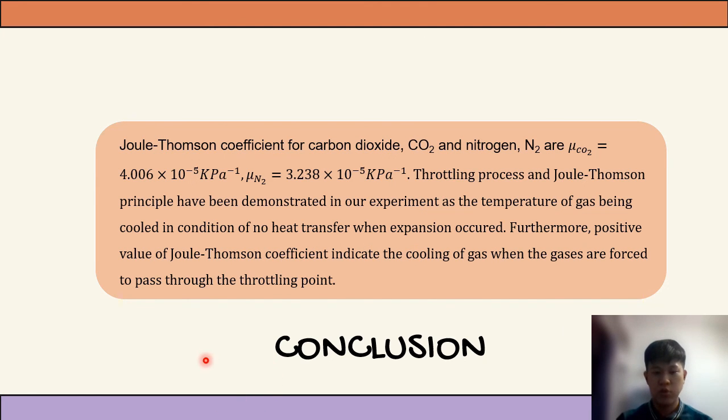In conclusion, the Joule-Thomson coefficient for carbon dioxide, CO2, is 4.006 times 10 to the power of negative 5 Kelvin over Pascal, and for nitrogen gas, N2, it is 3.238 times 10 to the power of negative 5 Kelvin over Pascal. Throttling process and Joule-Thomson principle have been demonstrated in our experiment as the temperature of the gas is cooled in the condition of no heat transfer when expansion occurs. Furthermore, a positive value of the Joule-Thomson coefficient indicates the cooling of gas when the gases are forced to pass through the throttling point. That's all from our presentation. Thank you.